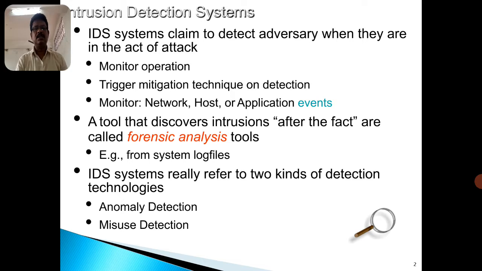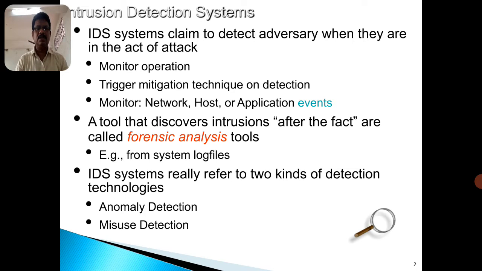So the IDS system may identify two kinds of detection technologies. One is anomaly detection and the other is misuse detection. So these are the two detection systems. This is one of the systems which can claim to detect an adversary when they are in the act of attack.